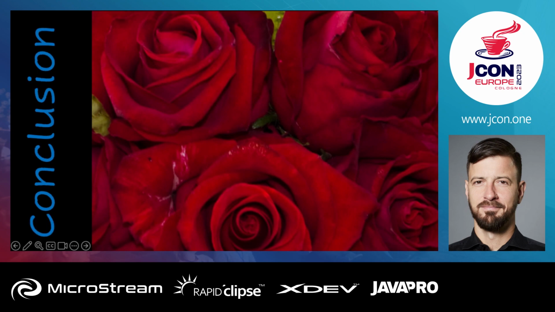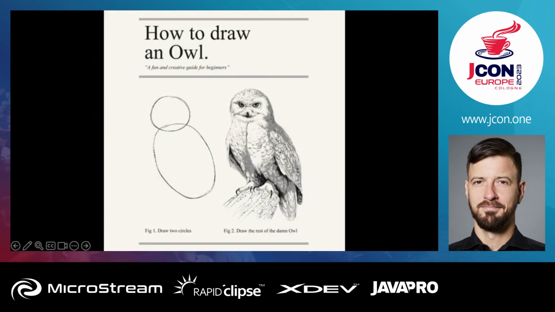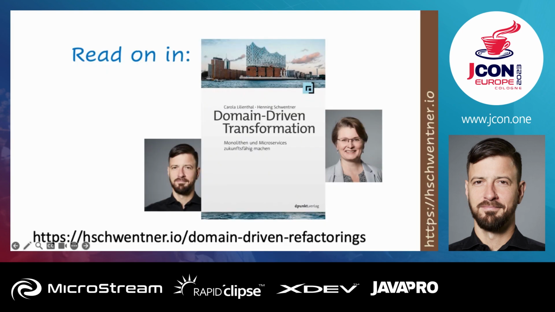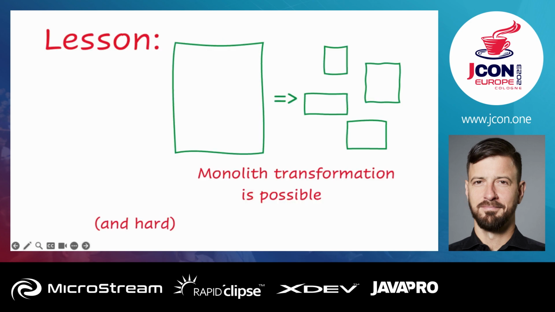So what's the conclusion here? Of course, in 45 minutes, this looks a bit like this old joke, how to draw an owl. I hope I have given you some idea of the steps 1A, 1B, 1C here, and doing this in real life, that is quite a task. So that's why Carola and I have written a book about this. But what is important for you today is don't give up. It is possible, and the lesson to be learned here is monolith transformation is possible, and it is hard.